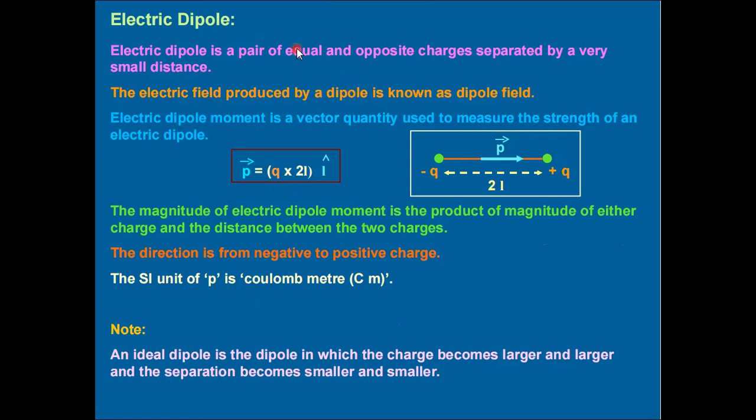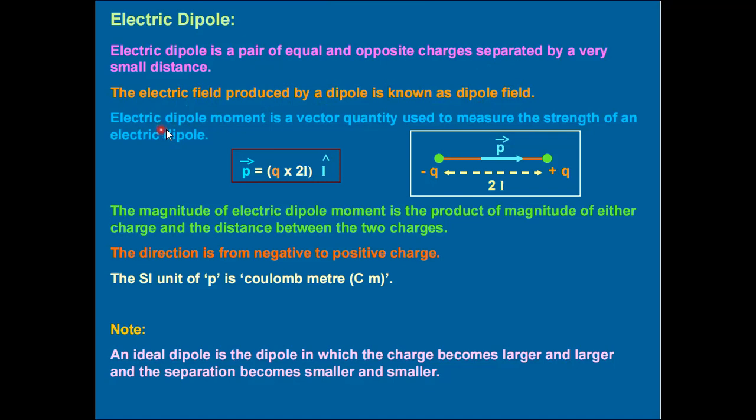Electric charge and a dipole form. So the electric dipole is a pair of equal and opposite charges separated by a very small distance. There is a condition: the charges will be equal and opposite, but the distance will be what? Very small. The electric field produced by a dipole is known as the dipole field.